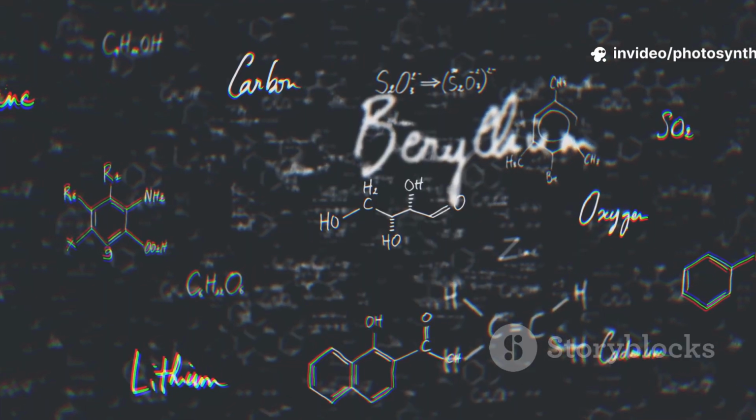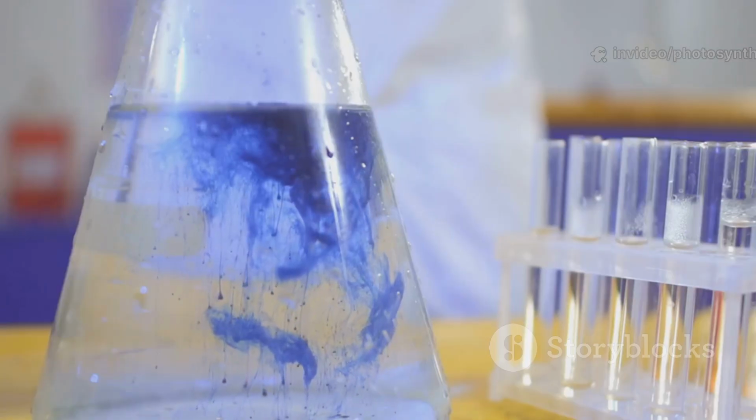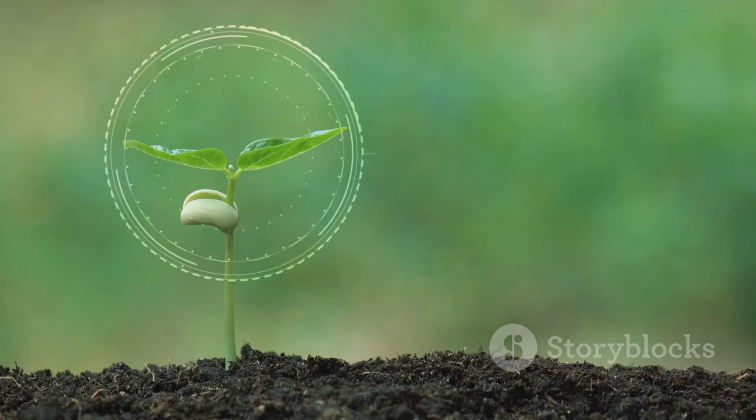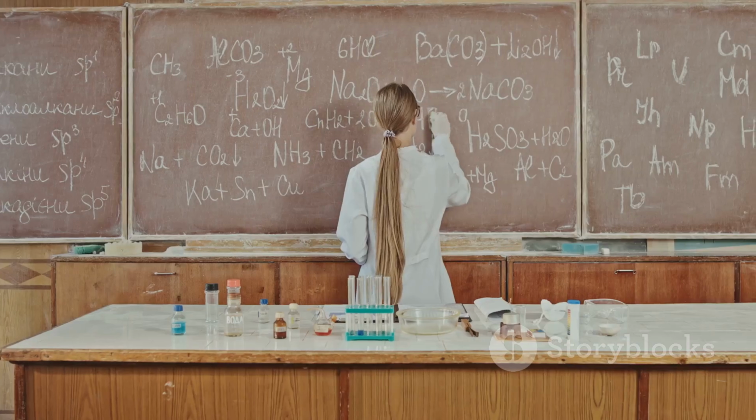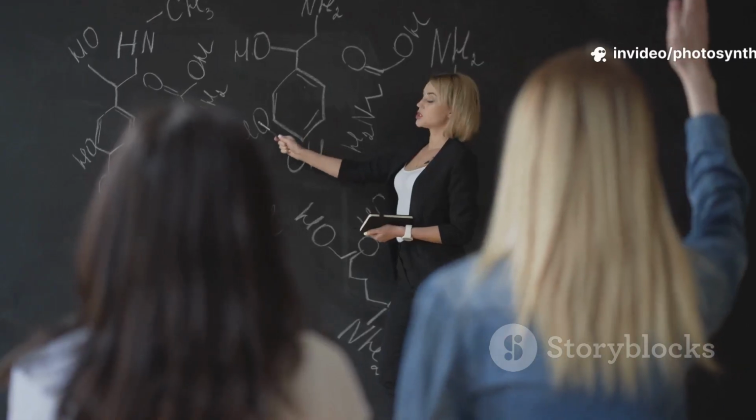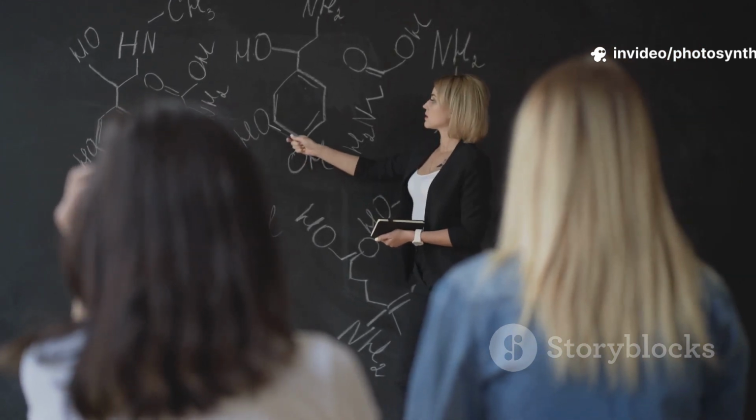Here's the basic chemical equation. Carbon dioxide plus water with a little sunlight makes glucose and oxygen. Or in science speak, CO2 plus H2O plus light energy makes C6H12O6 plus O2.